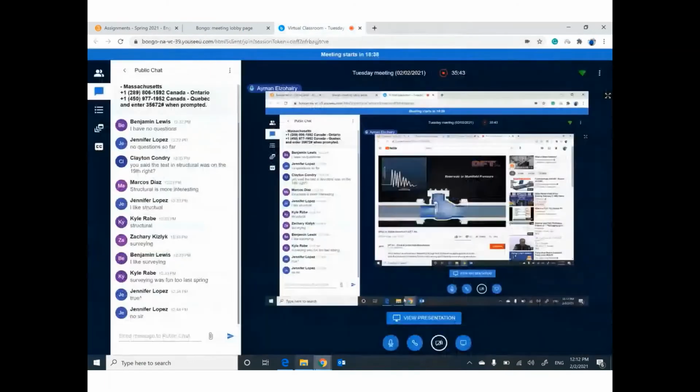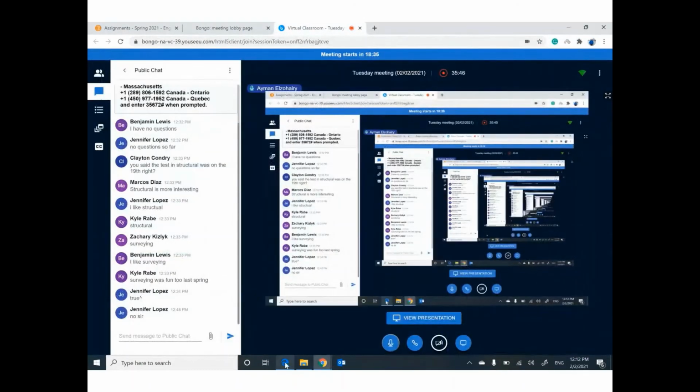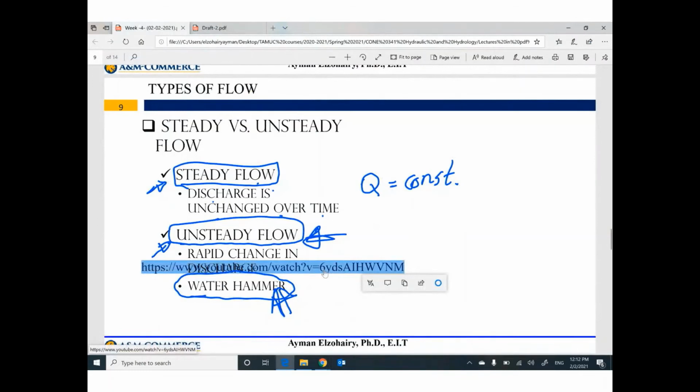That makes sense? So the meaning of water hammer: for any reason, if we have a sudden shutdown of the flow, we can expect waves of flow going and returning back. These waves of flow can be called water hammer because we expect too much pressure on the pipe system that causes damage in some cases. This is the case if you have unsteady flow, if you have a rapid change in discharge. Rapid change because you close the valve suddenly.